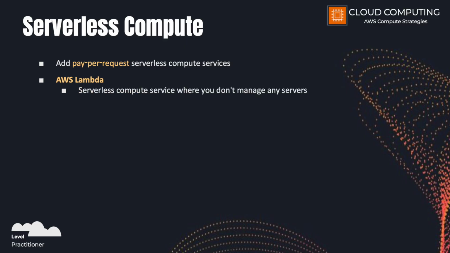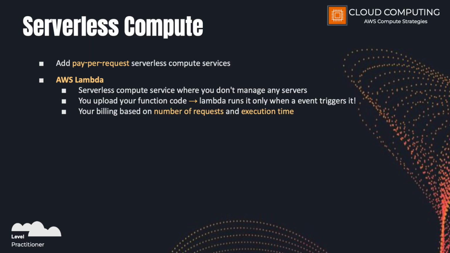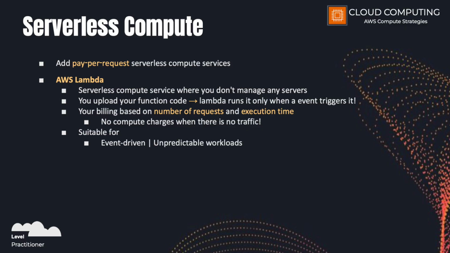AWS Lambda is a serverless compute service where you don't manage any servers. You upload your function code and Lambda runs it only when an event triggers it. You're billed based on the number of requests and the execution time. And when there's no traffic, you pay nothing for compute. This is very ideal for event-driven or unpredictable workloads, such as processing messages from an SQS queue, reacting to uploads in an S3 bucket, or running lightweight APIs where load can spike or drop to zero.